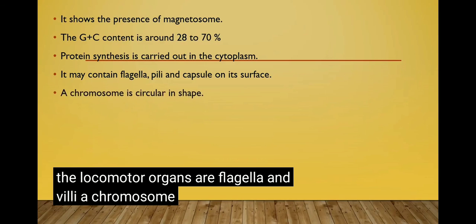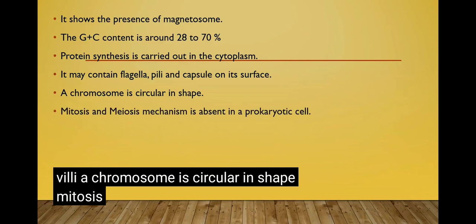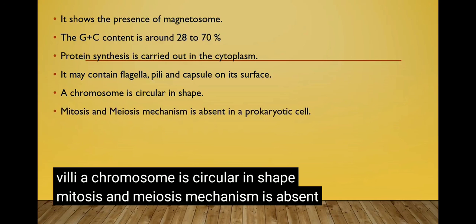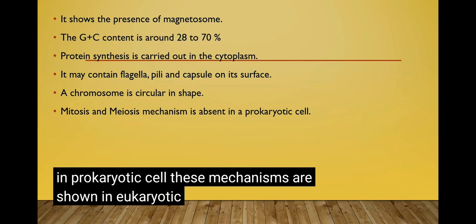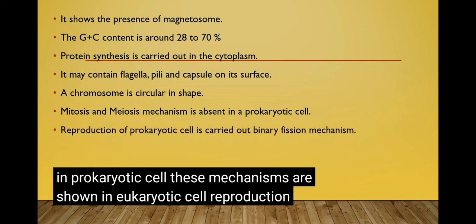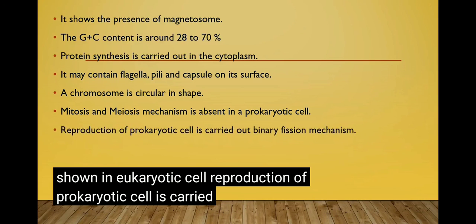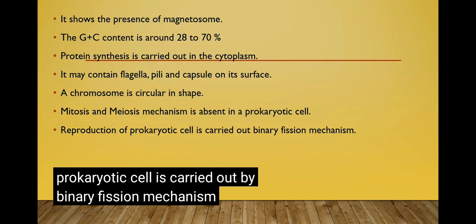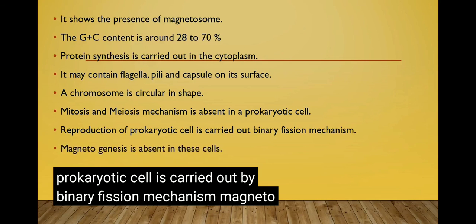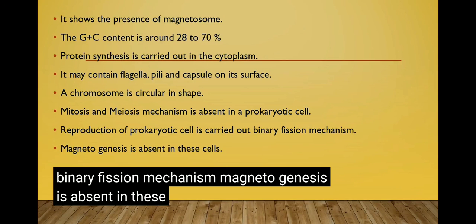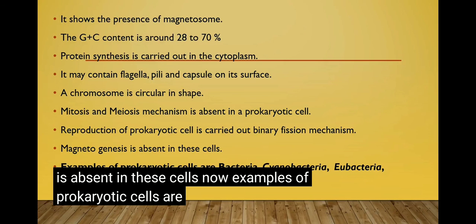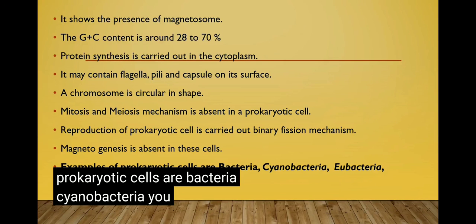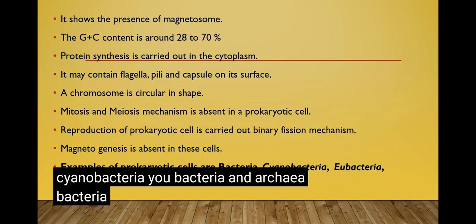A chromosome is circular in shape. Mitosis and meiosis mechanism is absent in prokaryotic cell. These mechanisms are shown in eukaryotic cell. Reproduction of prokaryotic cell is carried out by binary fission mechanism. Magnetogenesis is absent in these cells. Now, examples of prokaryotic cells are bacteria, cyanobacteria, eubacteria and archaebacteria.